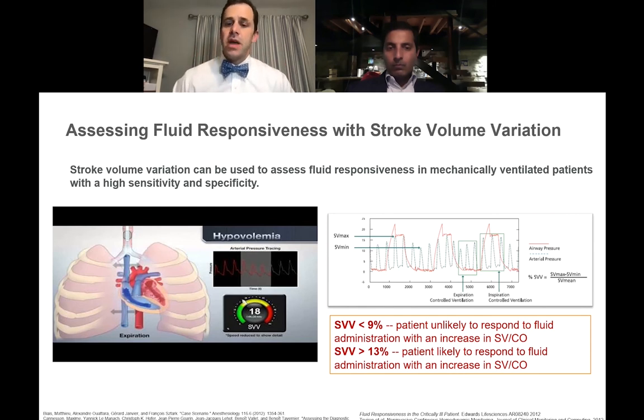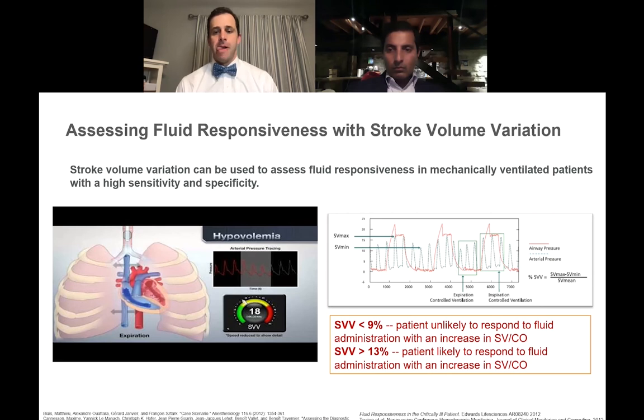And so that stroke volume variation, if it's less than about 9%, the patient's unlikely to respond to additional fluids. However, if we're seeing a lot of variability with the respiratory cycle, then that patient's much more likely to be fluid responsive. So I just wanted to throw that out there. That's not for all your patients, but I think we can use that with some reliability in a subset who are still pretty deeply sedated.